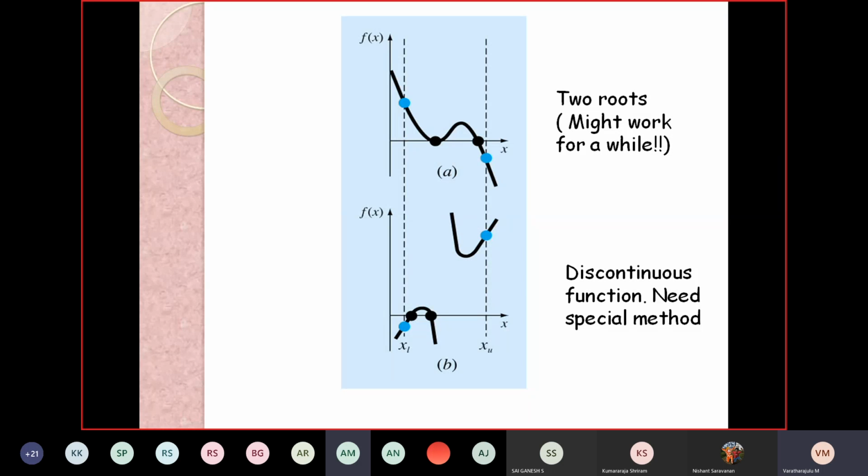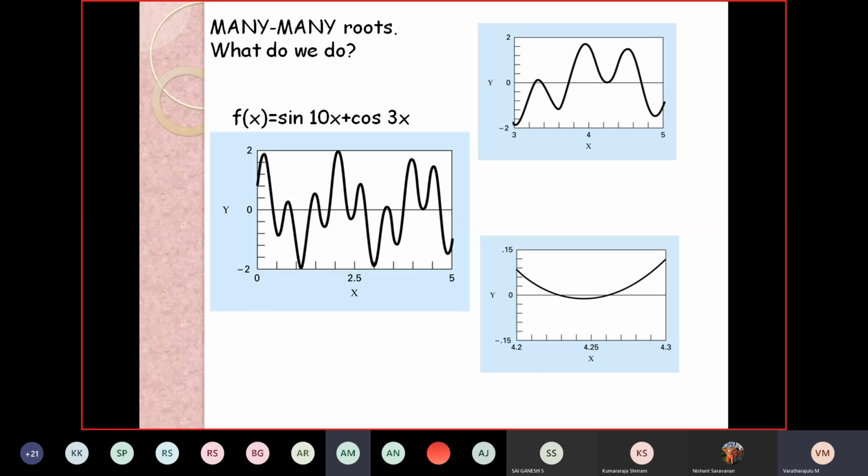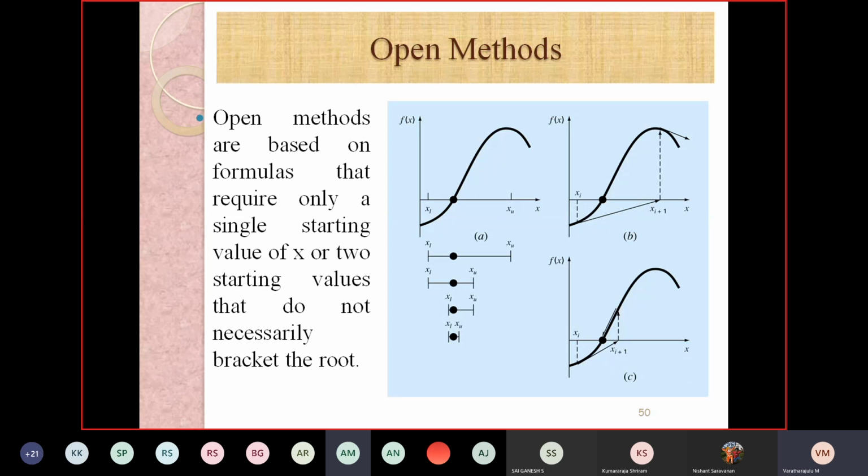And concerning the various trigonometric functions, they have many roots. When trigonometrics comes into the picture, we need to pay wider attention than with other techniques, because it has various roots. And concerning this open method, what is said to be an open method? Open methods are based on a formula that requires only a single starting value, therefore they are called open methods.